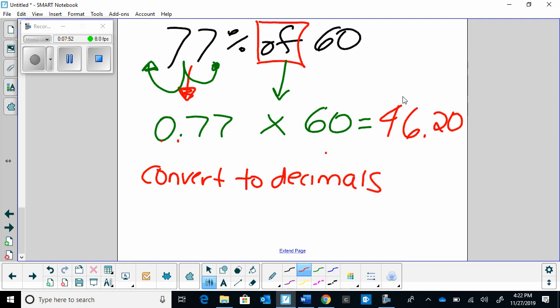We are never at any point taking 77 times 60. That would not work. 77 times 60 would give us 4,620, and that doesn't make sense. I want a percentage of a number. I can't have 60 video games and 77% of them is 4,000 video games. That doesn't make any sense. So logically, we know that we have to convert it first into a decimal in order to be able to solve questions of this type.